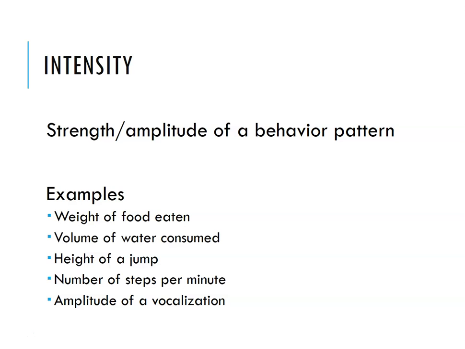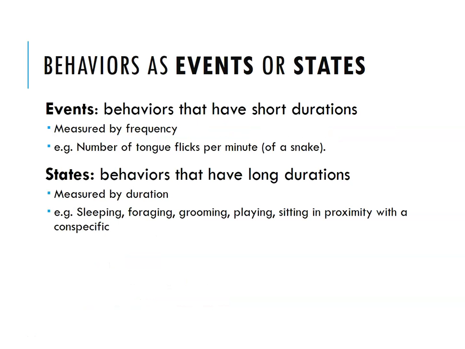How much water did they drink? They jumped, but how high are they jumping? They're walking, but how quickly are they walking? The number of steps that they're taking per minute. If we're looking at some vocalizations, what is the amplitude of that? So intensity gives us another dimension of the behaviors that we're observing. So it's important to include those when possible in those ethograms.